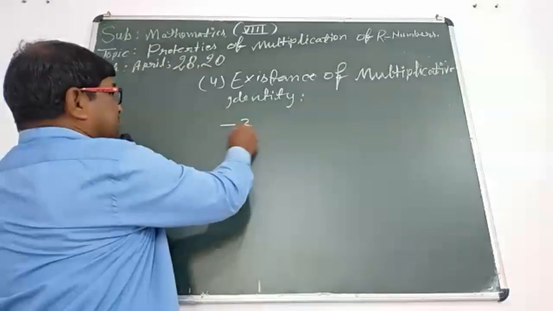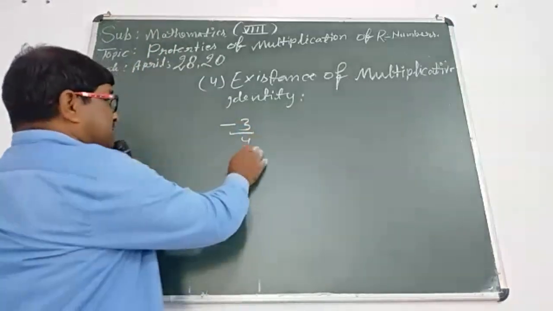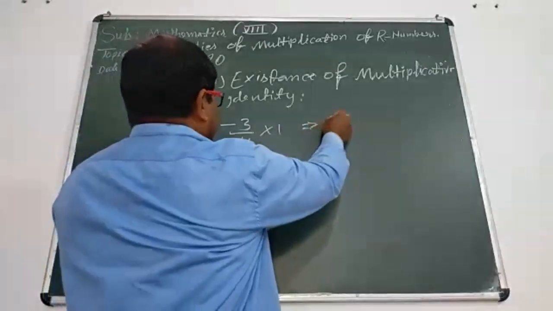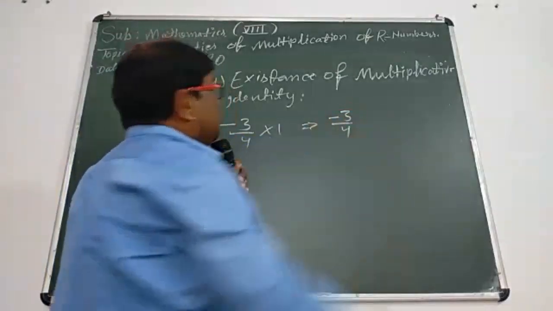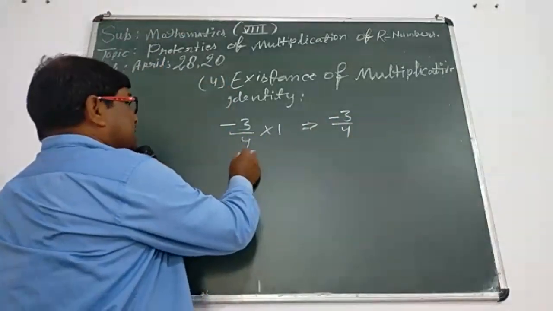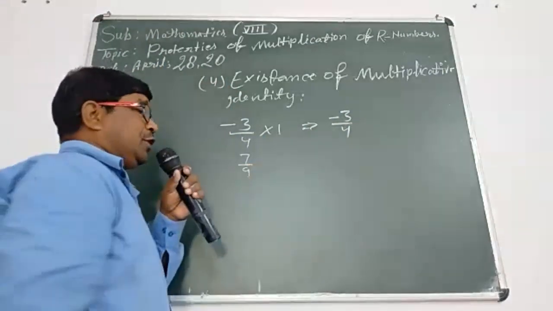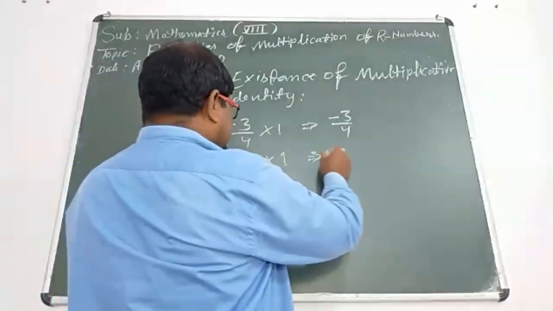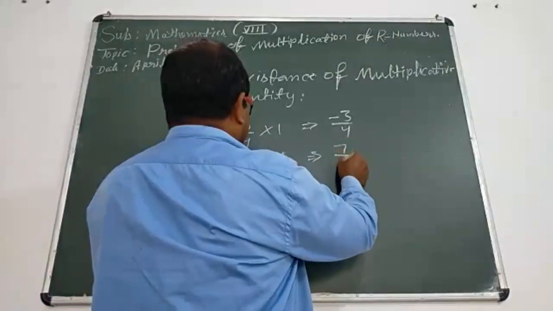Student, we have a rational number 3 upon 4. We want to multiply it by 1. Then what will be our product? Our product will be 3 upon 4. We have the rational number 7 upon 9. If we multiply it by 1, what will be the product? The product will be 7 upon 9.